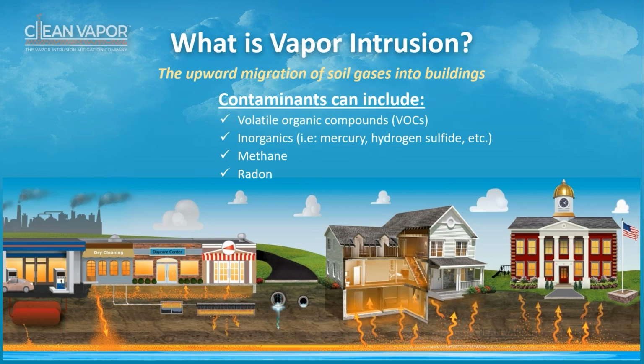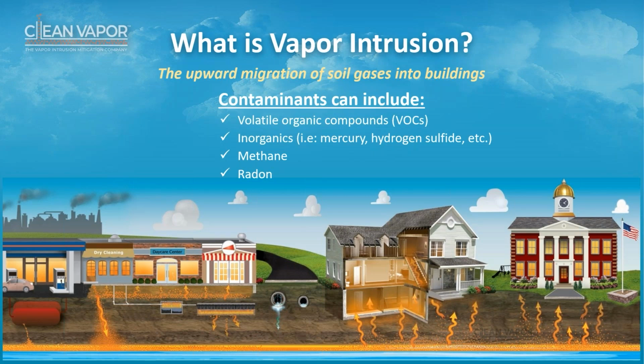Normally what happens is there's industrial sites, gas stations, and dry cleaning facilities that use these chemicals, and they get spilled or discharged into the ground. It seeps down through the soil, floats along on the groundwater until a low pressure is encountered, and then those contaminants are drawn back up into buildings.